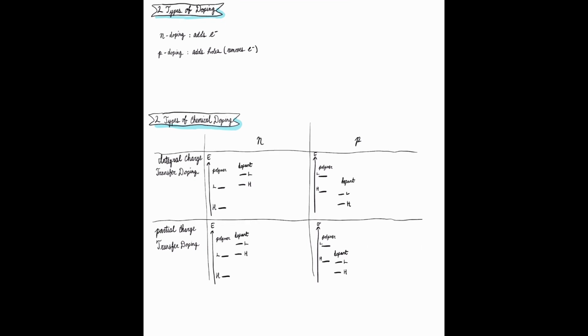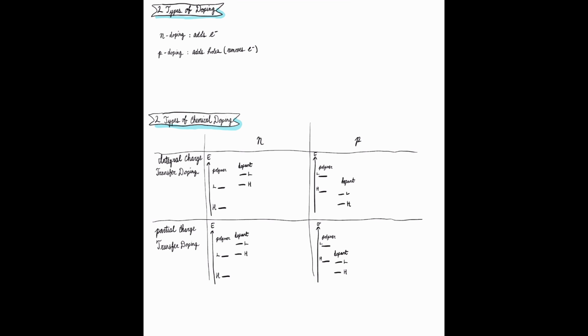There's two types of chemical doping: integral charge and partial charge transfer doping. In the case of integral charge transfer doping for the N-dopant, here we have the energy diagram for the HOMO-LUMO levels of the polymer and the dopant. As you can see, on the dopant side, the HOMO-LUMO levels are higher than those of the polymer.